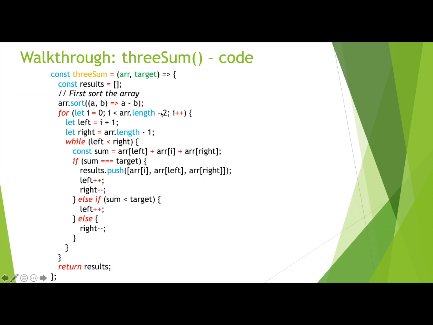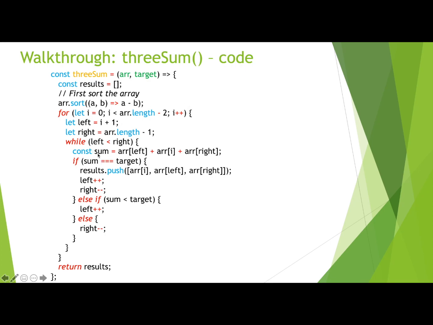Also notice that we did array.length minus 2 because we have these two pointers that are always to the left of the first pointer. So we don't have to keep track of the two other numbers with this I variable just because we already have these two variables over here.